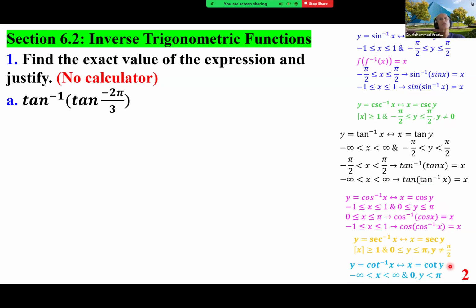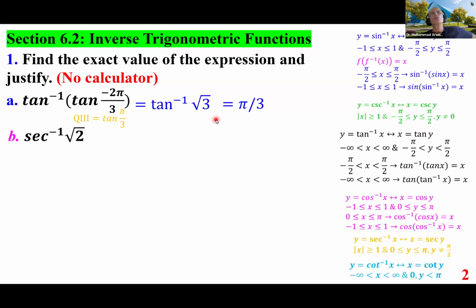So this is tan of negative 2 pi over 3. That puts us in the third quadrant. In the third quadrant, tangent is the same as tan of pi over 3, positive square root of 3. So tan inverse of square root of 3, and that makes it pi over 3. Remember, the tangent is positive in the first and third quadrant.